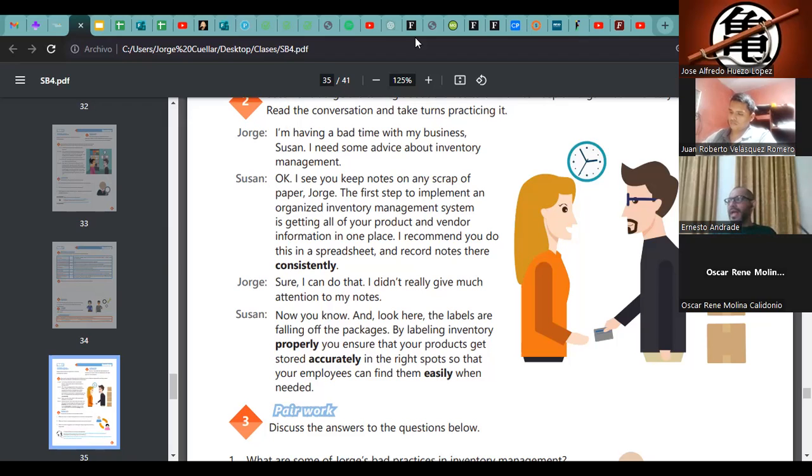Now you know, and look here. The labels are falling off the package. By labeling inventory properly, you ensure that your products get stored accurately in the right spot so that your employees can find them easily when you need. Very good. Perfect. Thank you very much.